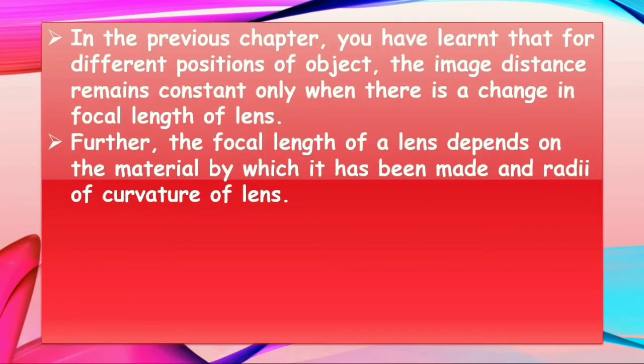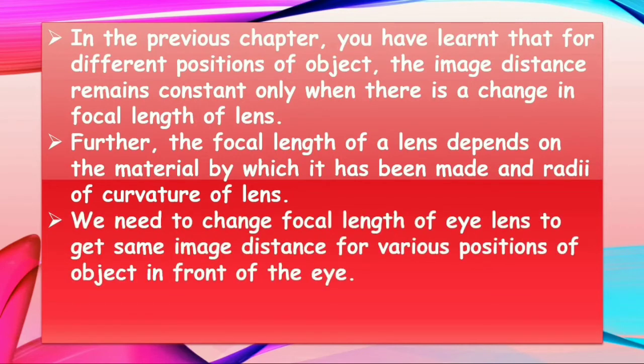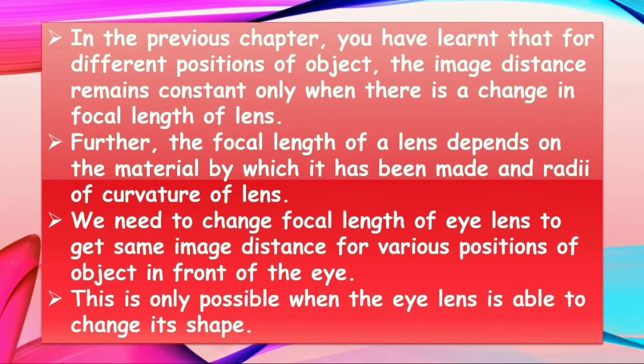The focal length of the lens depends on the material by which it has been made and its radius of curvature. So we need to change the focal length of the eye lens to get the same image distance for various positions of objects in front of the eye. Now, is it possible? Can we change the focal length of a lens? Let us see. This is only possible when the eye lens is able to change its shape.